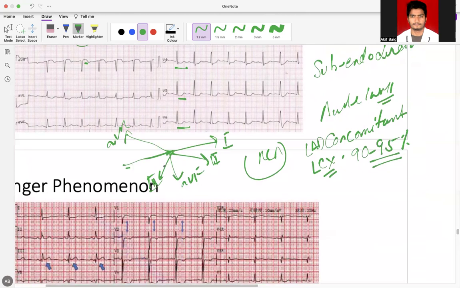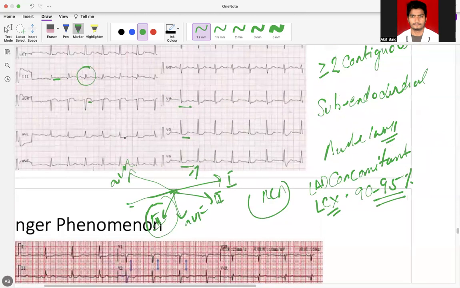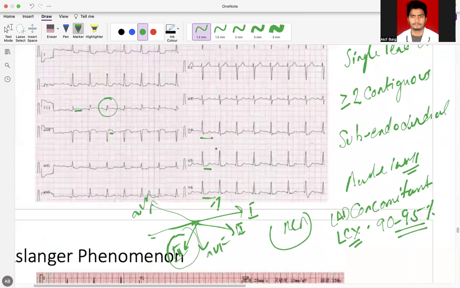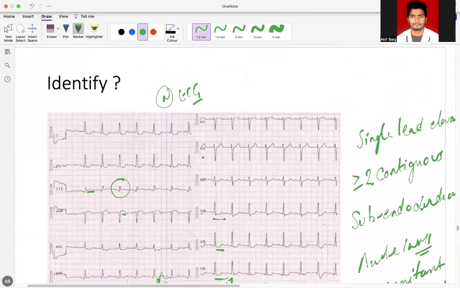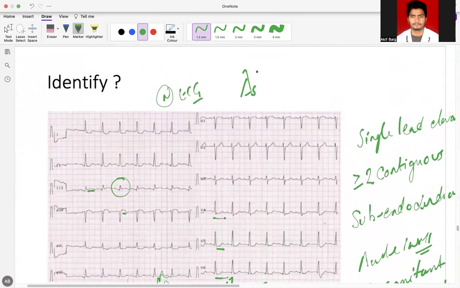Suppose ischemia is more in this direction, then more ischemia will be found here. Suppose a patient has ischemia of the inferior wall along with other walls also, the vector sometimes shifts, and that's why you can see a classical elevation only in lead 3, and this gets cancelled by the other vectors. So there will be elevation only in lead 3 and ST segment depression changes in the other leads. This is what is called the Aslanger phenomenon.